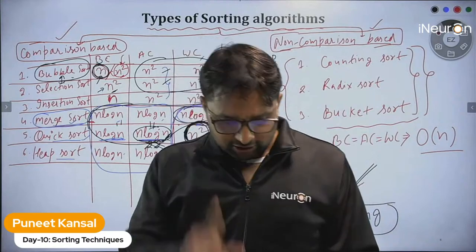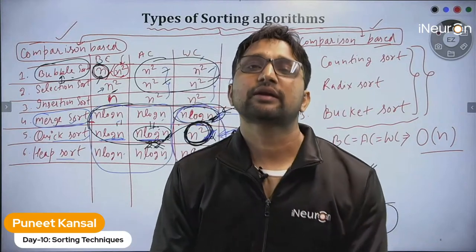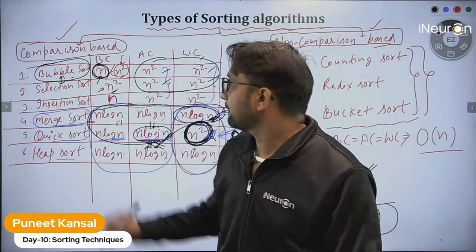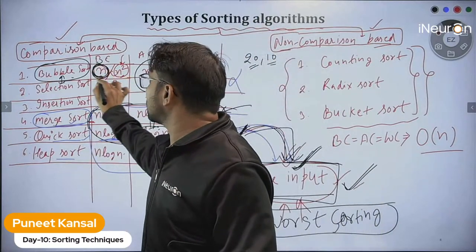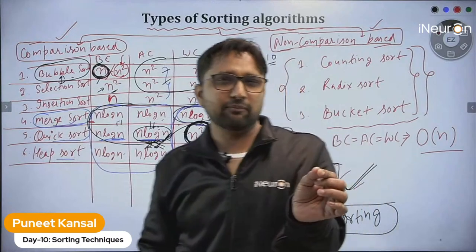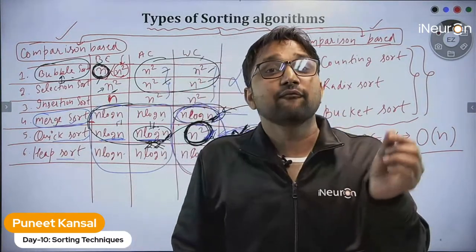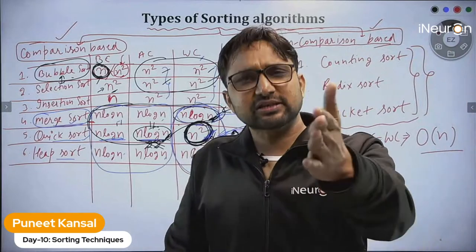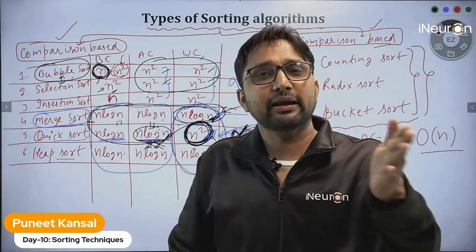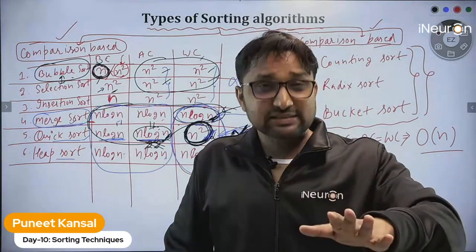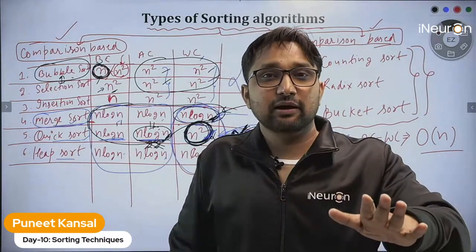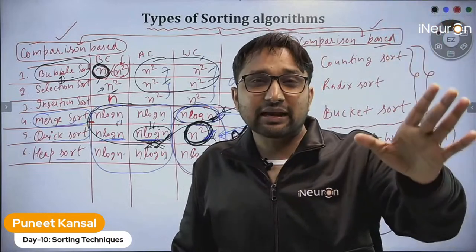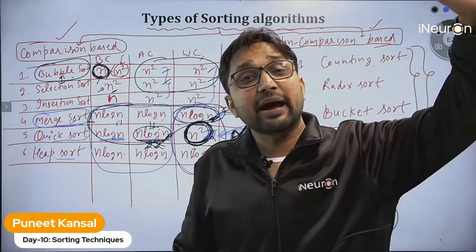Actually, let me tell you one thing first of all. There is only one case in which bubble sort will take n time, which is the minimum time. What is that case? When the array is already sorted. That is the best case of bubble sort. Except this single case, bubble sort will always take n square time.